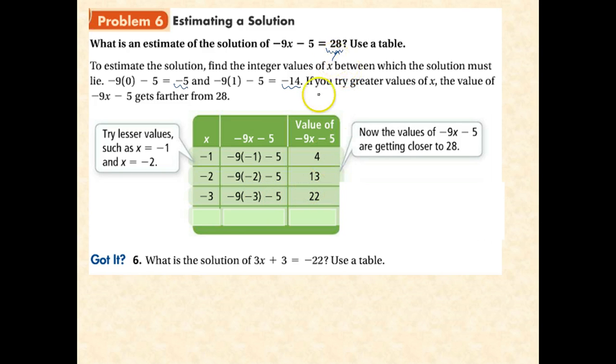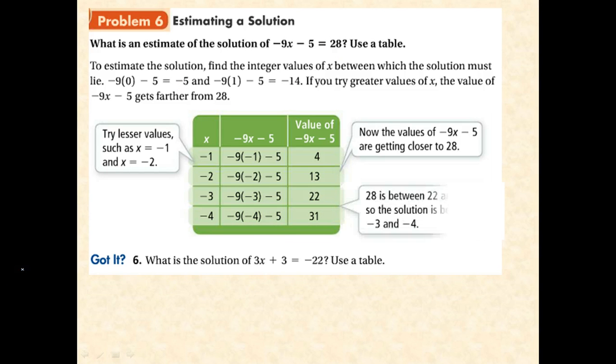Hey, we're getting closer. How about negative 4? Negative 9 times negative 4 is positive 36. 36 minus 5 is 31. And 28 is between 22 and 31. So our solution is going to be between negative 3 and negative 4.